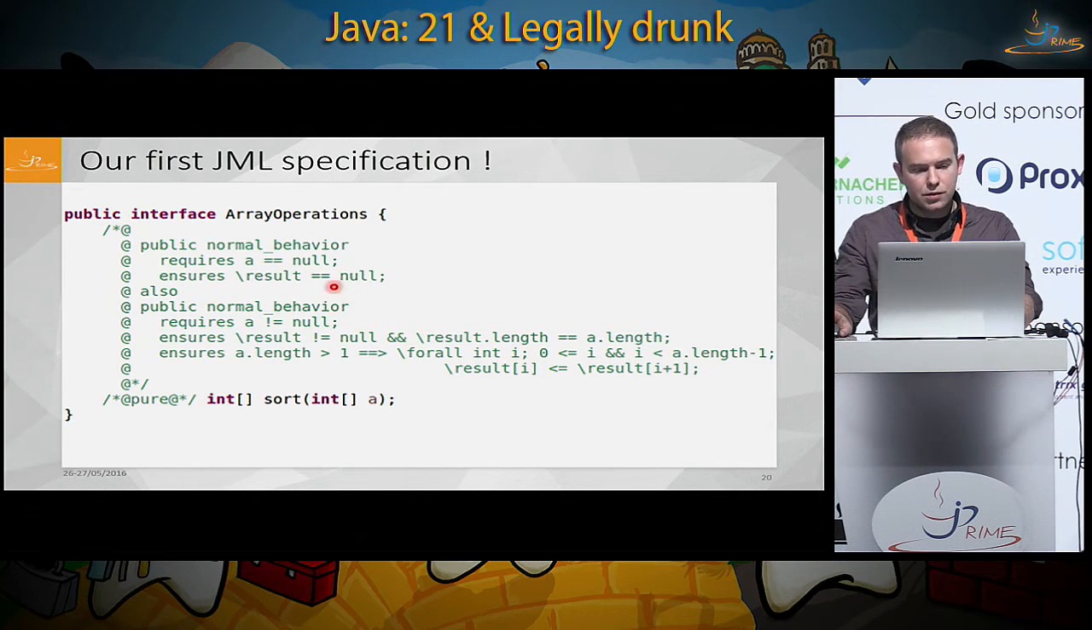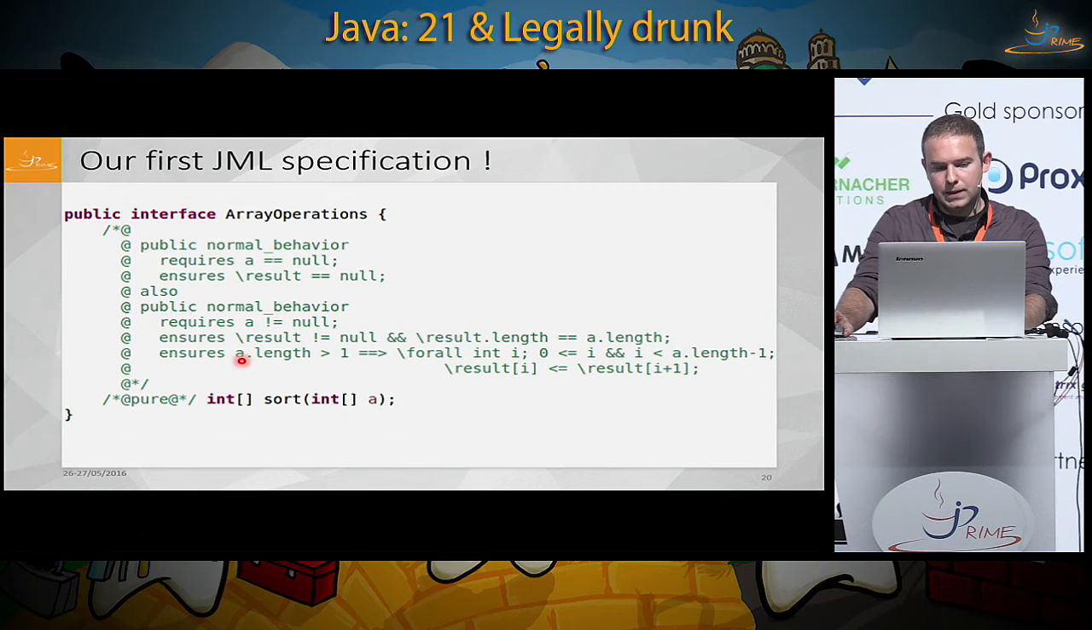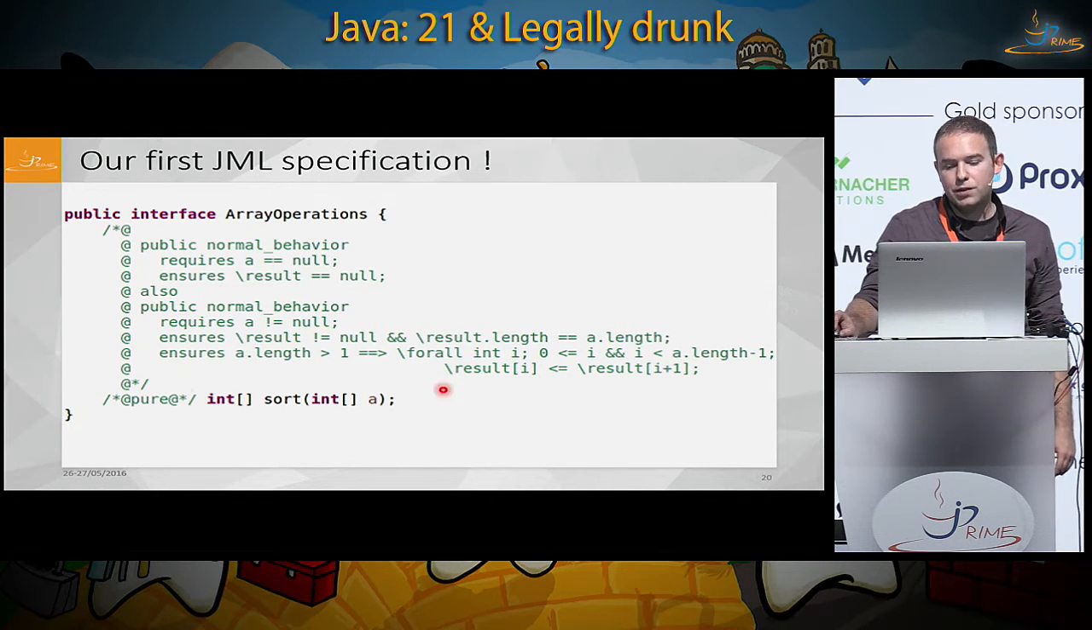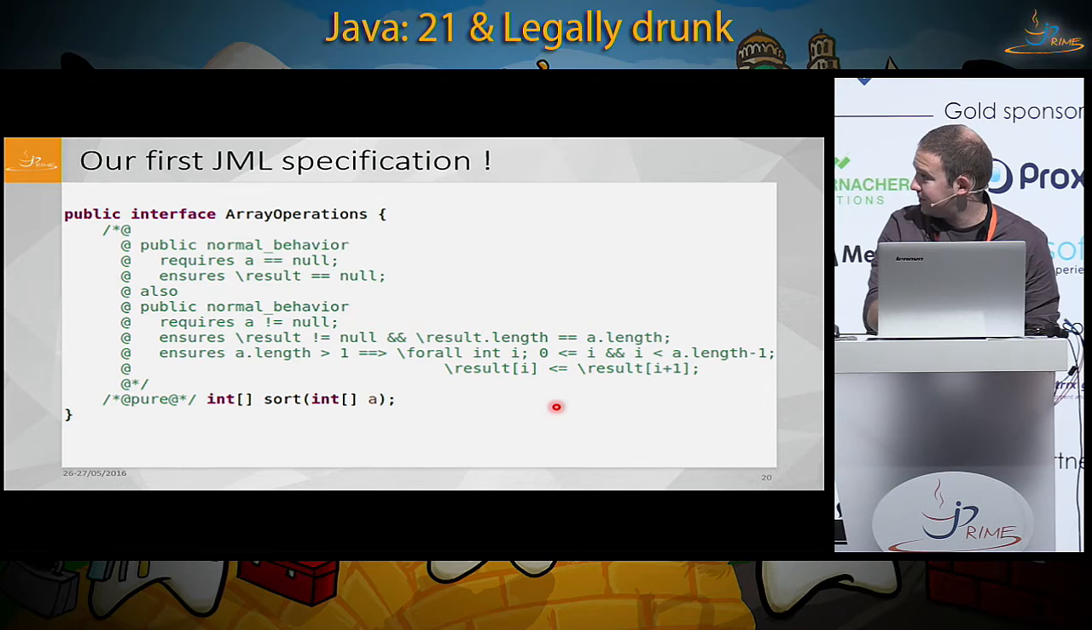So if the array is null, then we just return null silently. And if the array is non-null, then we assert that the result would not be null, which is quite logical, and also that the length of the result would be the same as the length of the input. We also define the postcondition, which is that if the array has more than one element, then it's sorted, using this. We actually replaced the mathematical expression that we saw earlier with a JML one. And we have asserted that the implementation has to be pure. This is verified, for example, at runtime. So if our method has some side effects, this would explode in our face.